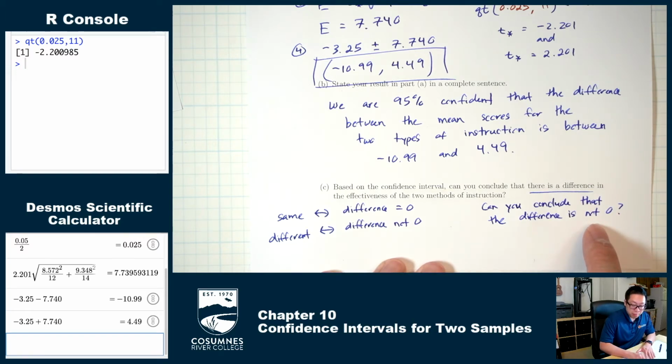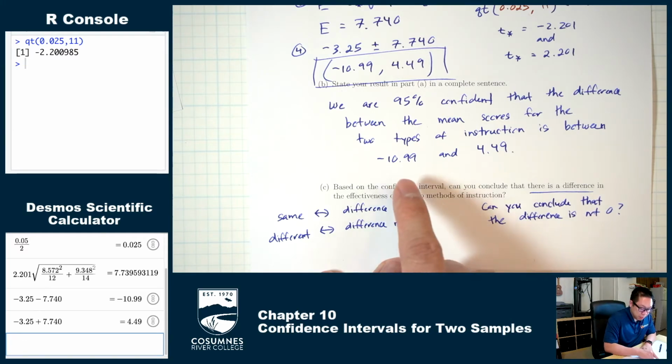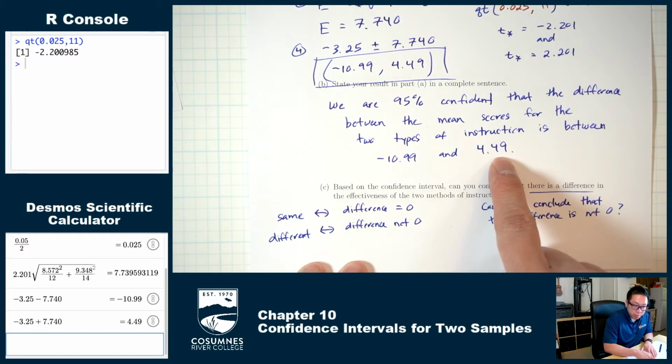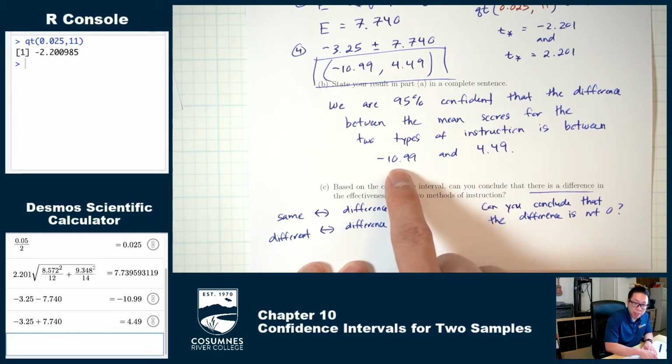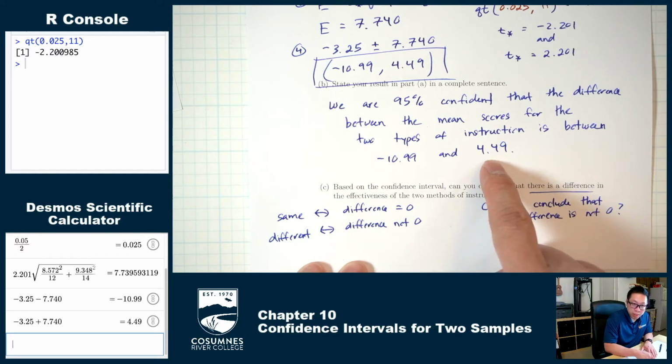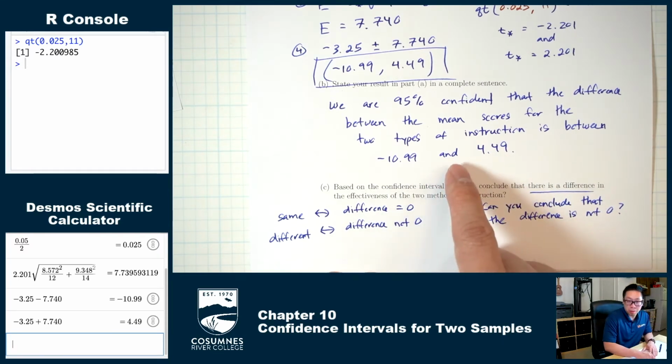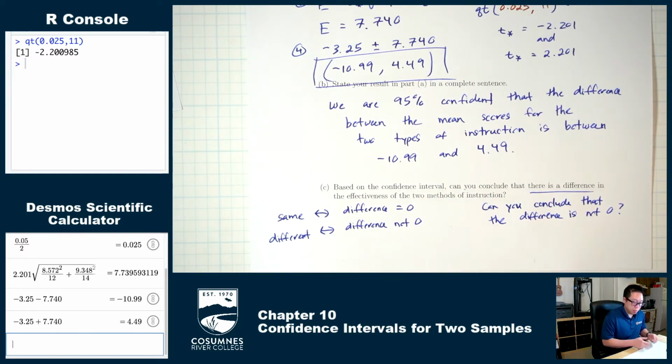No, you cannot, right? Because you know that the difference is somewhere between negative 10.99 and 4.49, which means the difference could be zero, right? Zero is between negative 10.99 and 4.49, right? Zero is between those two numbers, which means it could be zero. So you can't say for sure that it's not zero. This is a no.